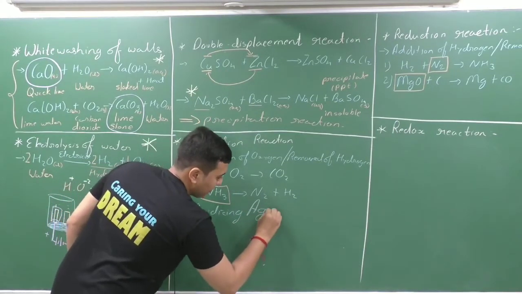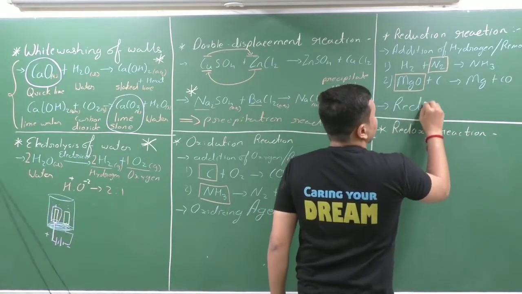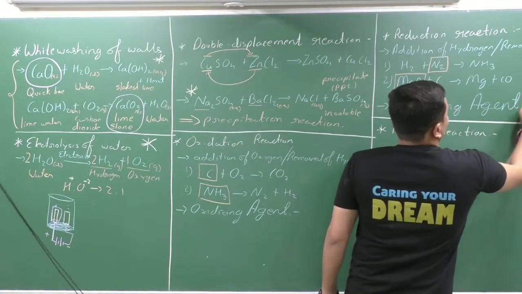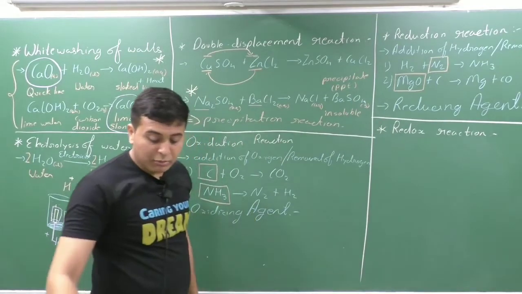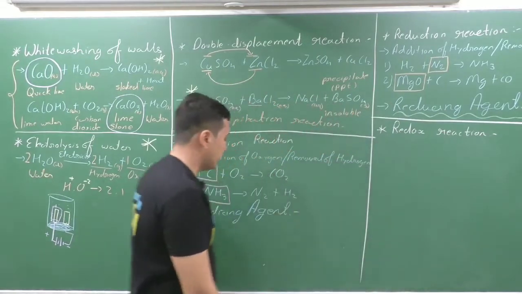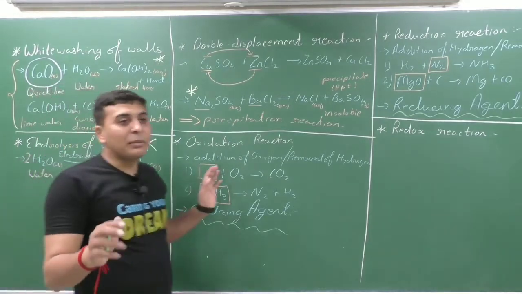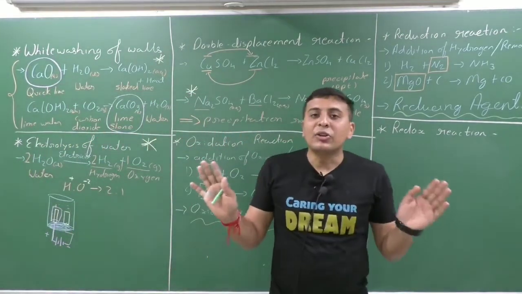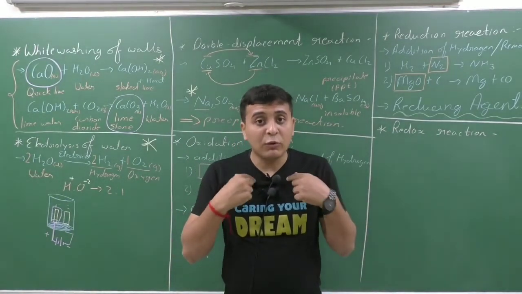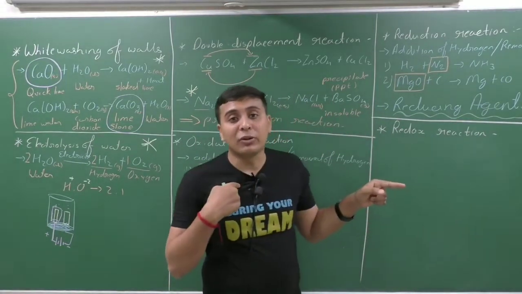Oxidizing agent and reducing agent. So what do we mean by oxidizing agent and what do we mean by reducing agent? See, any compound cannot be oxidized on its own. If I want to get oxidized, then there should be another compound due to which I am getting oxidized.